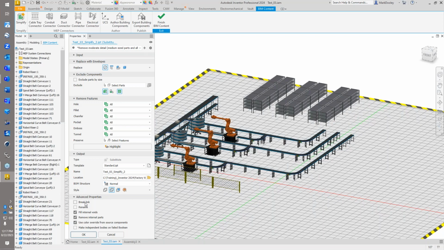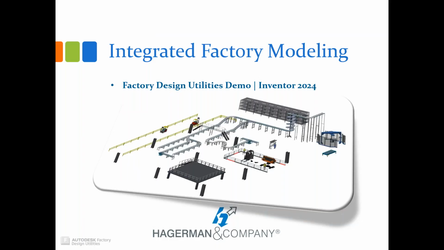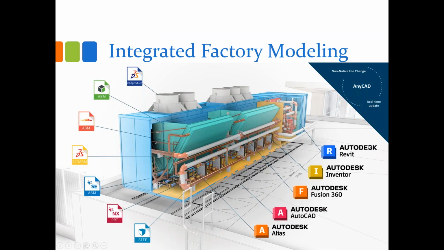We've created this model. We're using these factory utilities to quickly lay out a factory floor. We're going to send this over to the architectural side and let them pull it into their building, place everything, and make sure everything fits. To do that, we have what we call the AutoCAD connector. I talked a little bit about that earlier, and we're going to take a quick look at that now. And that is right here.